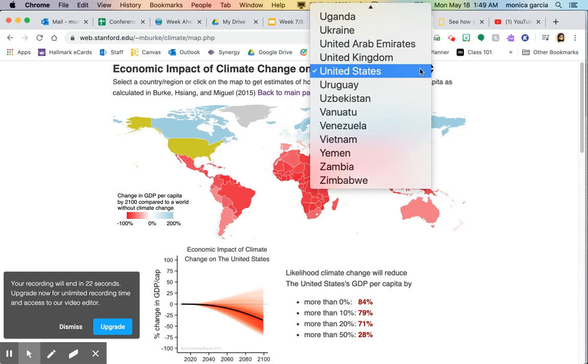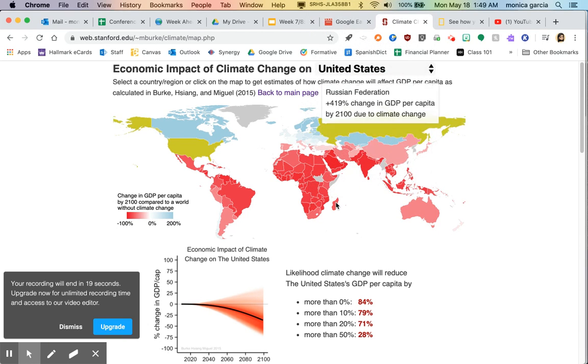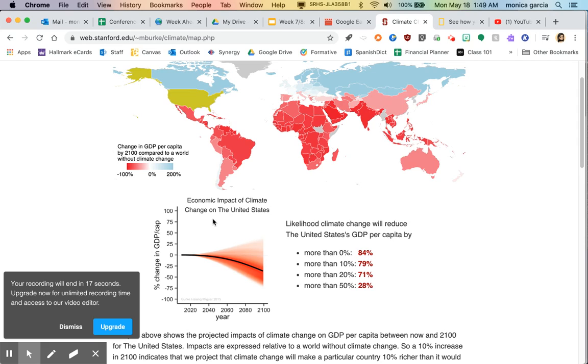So go ahead, look up your country and insert this graph here for your country and write a short description about what we can expect your GDP to do.